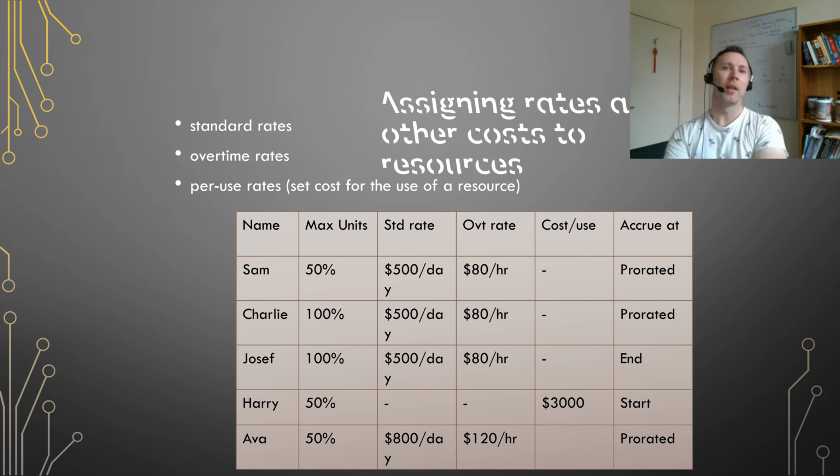So look at this. We have all these staff. Some of them are working full-time on the project, others have other duties. They have different standard rates and overtime rates. Harry has a cost per use. Sam, Charlie and Ava are paid for the amount of work that they've done in every period, but Joseph is not paid until the end of the project, and Harry needs to be paid before he gets out of bed. Suddenly everything becomes more difficult. However, even though it's very difficult, it's considered to be the best way of estimating costs.